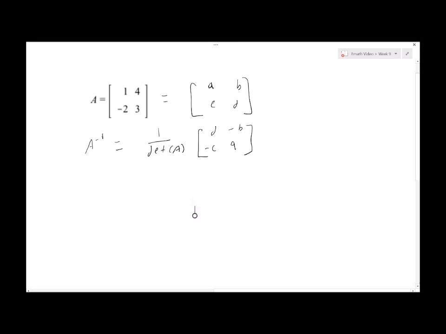So the determinant of A is going to be 1 over, and it's going to be 3 minus an 8, negative 8, it's going to be 3 plus 8 is 11, and then we just switch these two. We're going to be left with 3 up here, a 1 down here, and negative 4 and a 2. So this is our inverse.